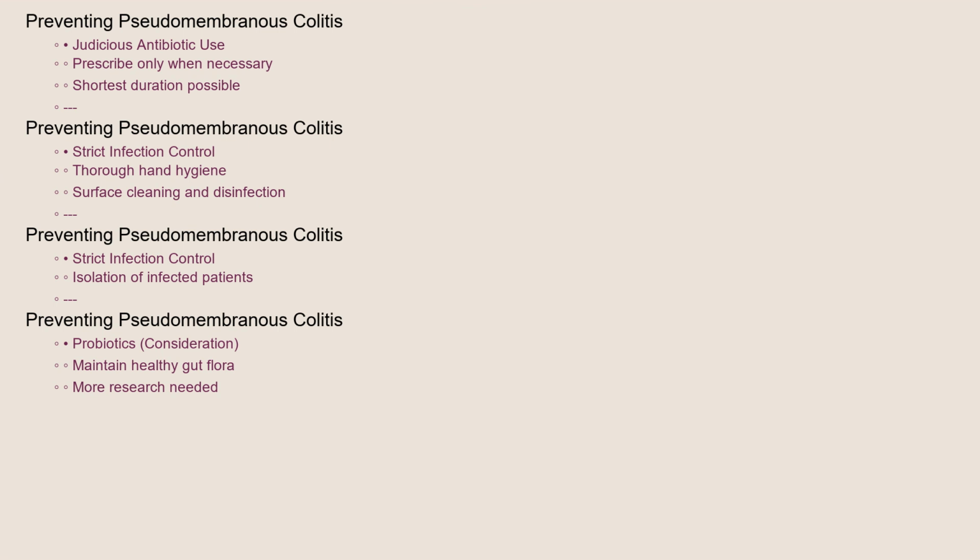Preventing pseudomembranous colitis involves judicious antibiotic use. Antibiotics should only be prescribed when necessary and for the shortest duration possible. Strict infection control measures in healthcare settings, such as thorough hand hygiene, proper cleaning and disinfection of surfaces, and isolation of infected patients, are crucial to prevent the spread of C. diff. Probiotics may also be considered to help maintain a healthy gut flora during and after antibiotic use, although more research is needed in this area.